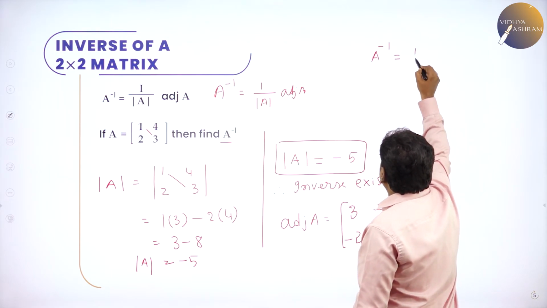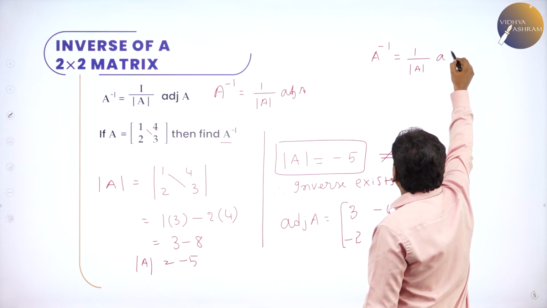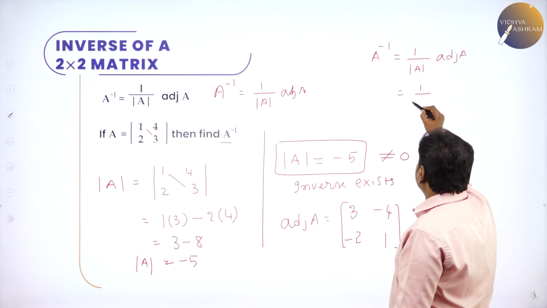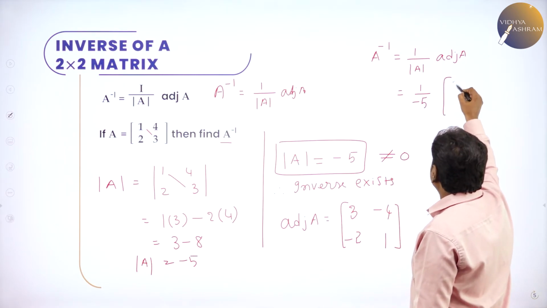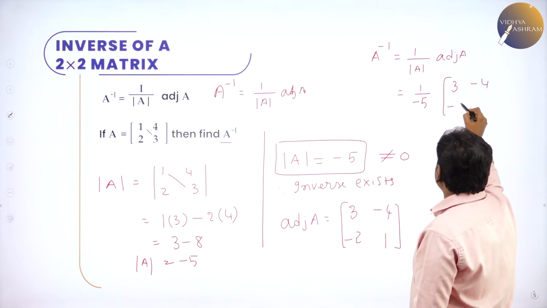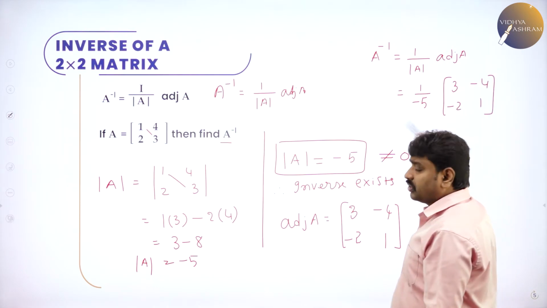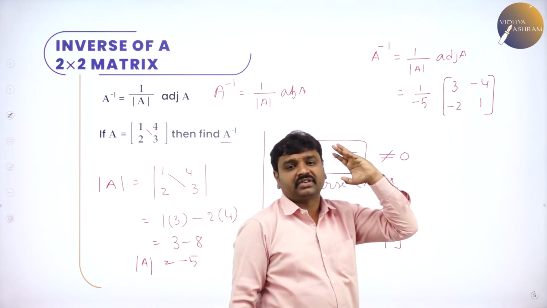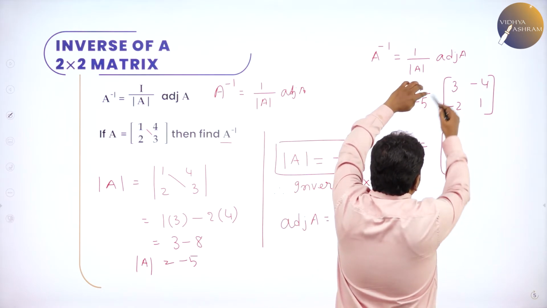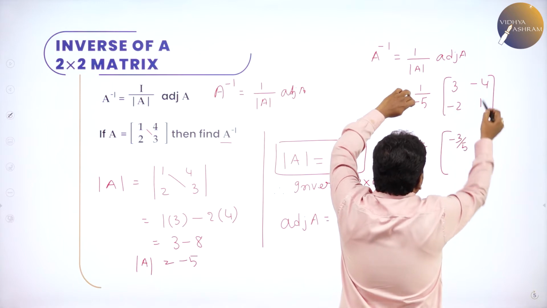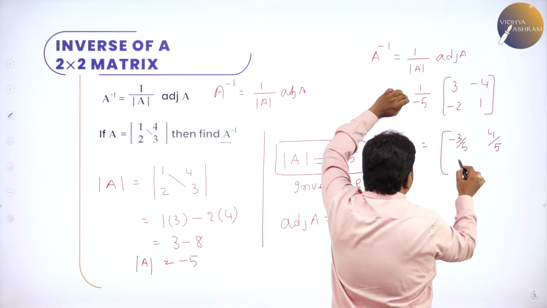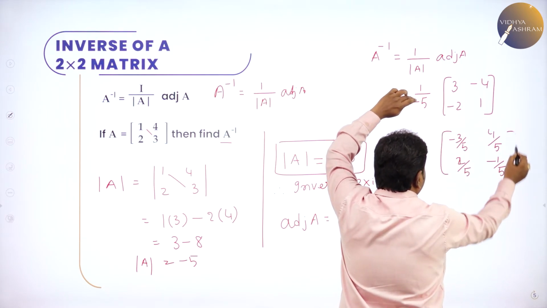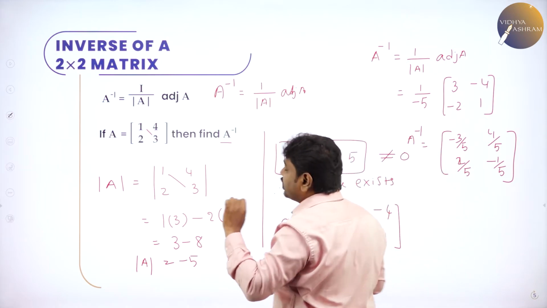What is A inverse? 1 by determinant A into adjoint A. Determinant A is minus 5, into adjoint A. What is adjoint A? 3, minus 4, minus 2, 1. Now this is scalar multiplication of a matrix. What is meant by scalar multiplication of a matrix? Multiply this number to each element of the matrix. If you do that, minus 1 by 5 into 3 is minus 3 by 5. Minus into minus, plus 4 by 5. Minus into minus, plus 2 by 5. Then minus into minus, minus 1 by 5. This is A inverse.